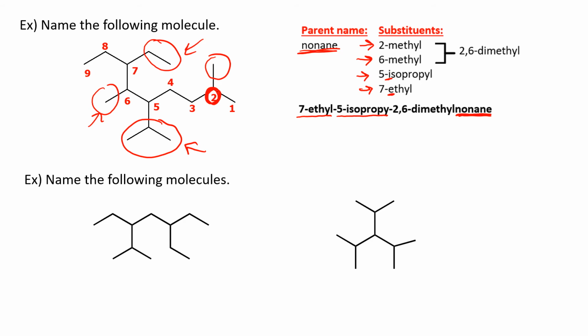And then we have our methyl groups. If we have two of the same, notice I use that prefix, dimethyl. I'm basically telling my reader that on the 2 and the 6 carbons, I have a methyl group. So I have 2,6-dimethyl nonane.